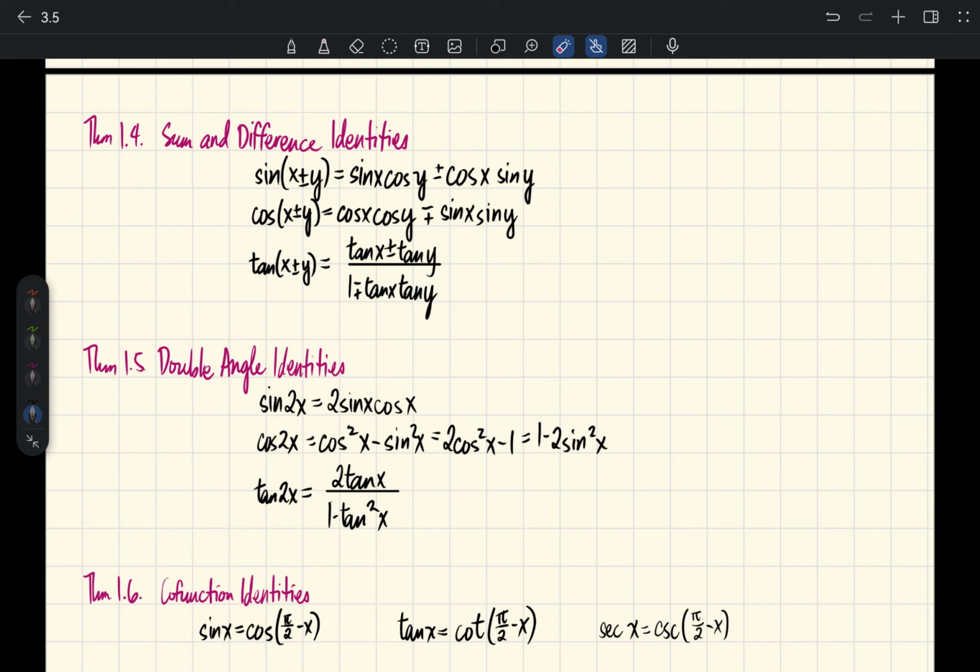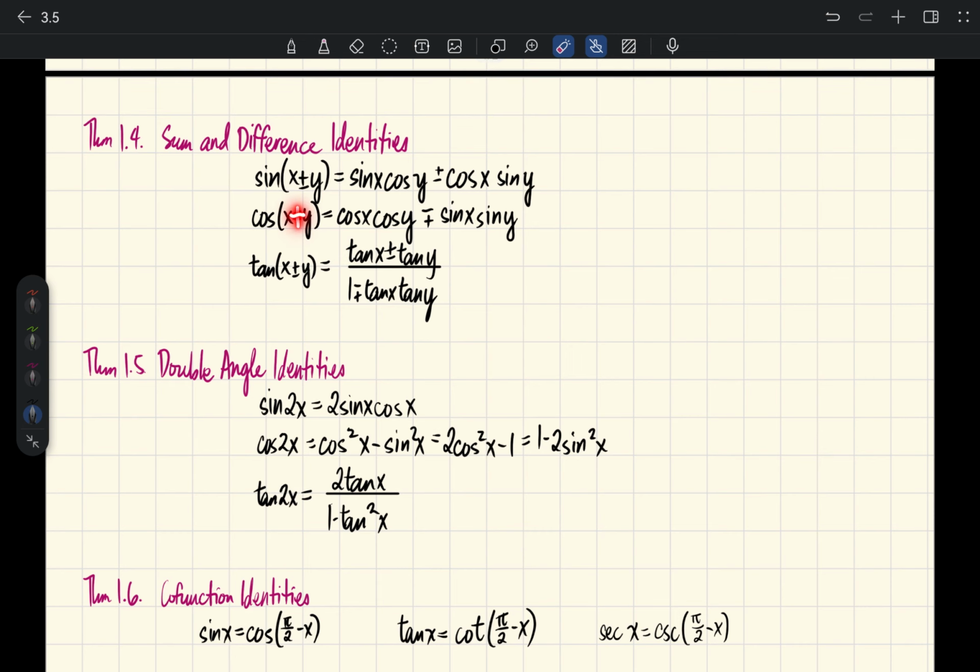For cosine, however, it's a little bit different. So the cosine of x plus minus y equals, for the first term, cosine x times cosine y. Then, you will negate the sign inside. So for example, if you have plus here, you change it to a minus. Then for the second term, you have sine x sine y.